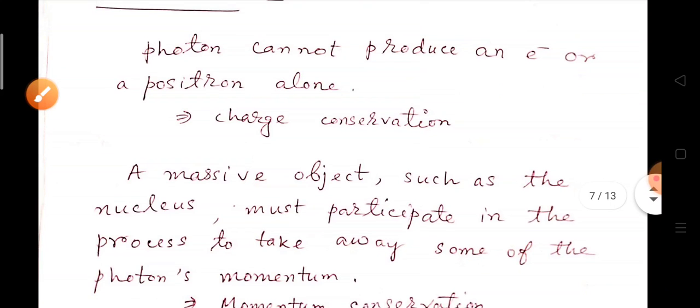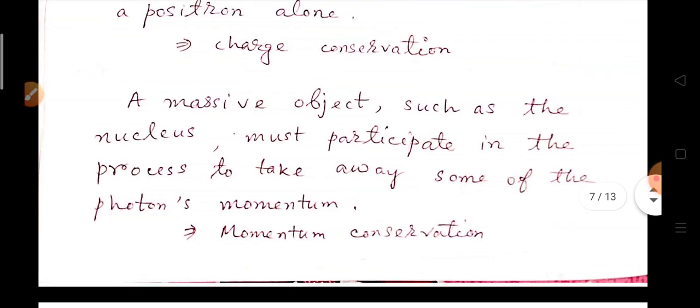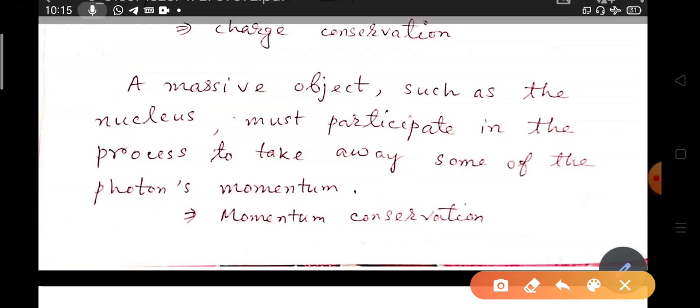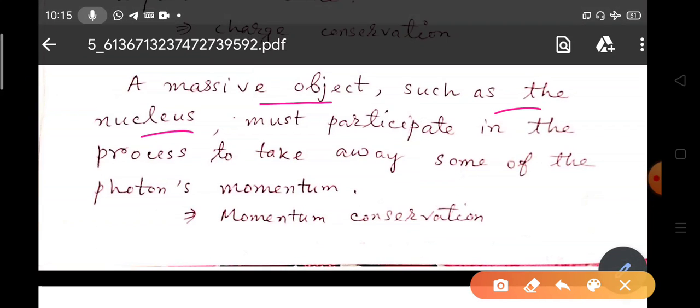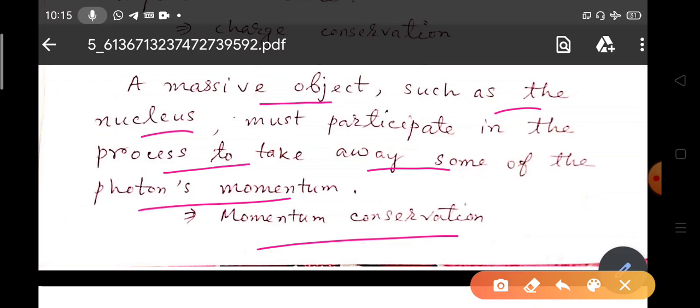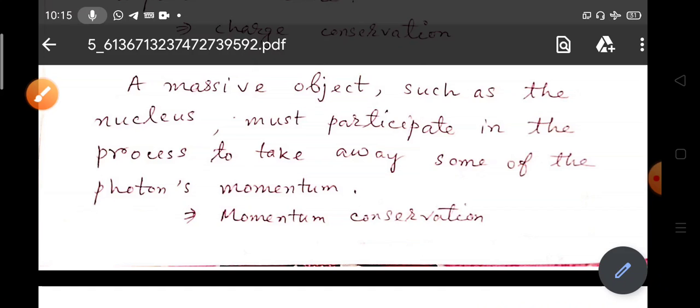If someone asks you why both pairs, why is there no possibility from a photon that you get an electron alone or positron alone or some other charged particles, you will surely tell no, it cannot, because it will violate the charge conservation law. And the next thing is, a massive object such as the nucleus must participate in the process to take away some of the photon's momentum to make the momentum conservation law valid.